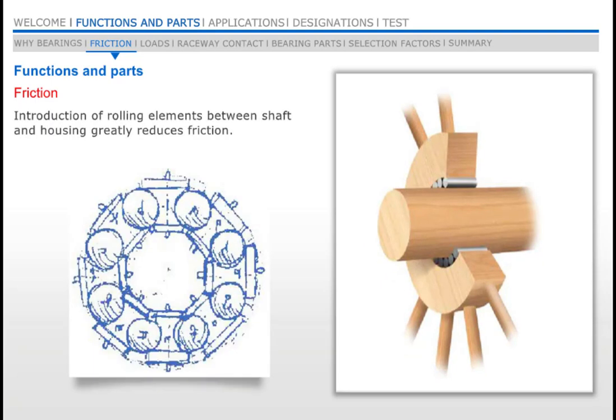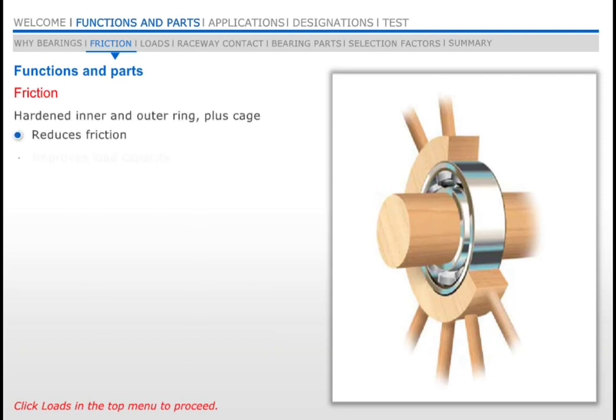The introduction of rolling elements between the shaft and the housing greatly reduces friction. Today, typical SKF rolling bearings combine maximum load capacity with minimum friction, using hardened steel or ceramic rolling elements, hardened steel inner and outer rings, and a cage to guide and separate the rolling elements.